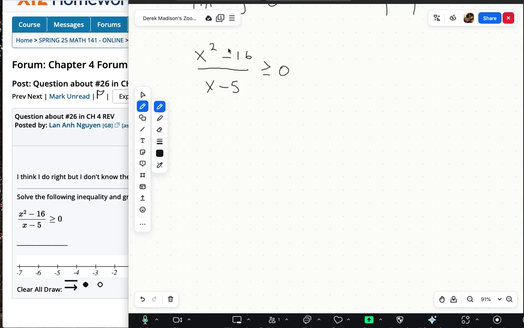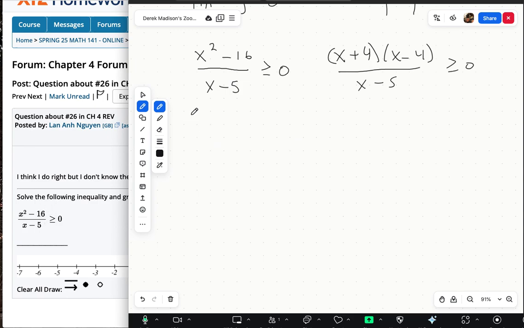Okay, so let's take a look. So we want to factor that numerator. It's going to get us x plus 4, x minus 4, and then x minus 5. And we want where it's greater than or equal to 0, so we want to figure out where this is positive. And we can do that by either test points or we can do it by making a sign chart.